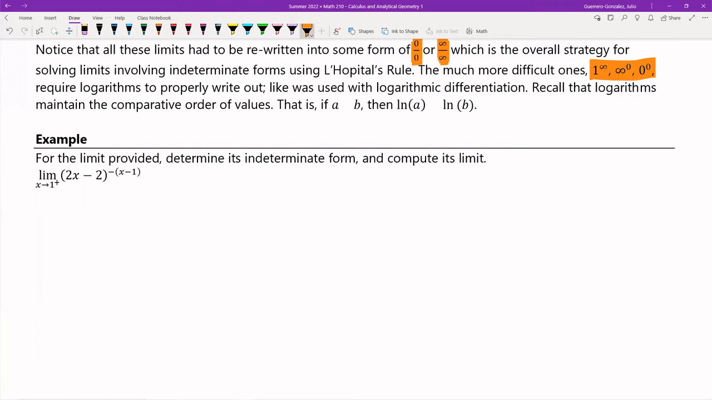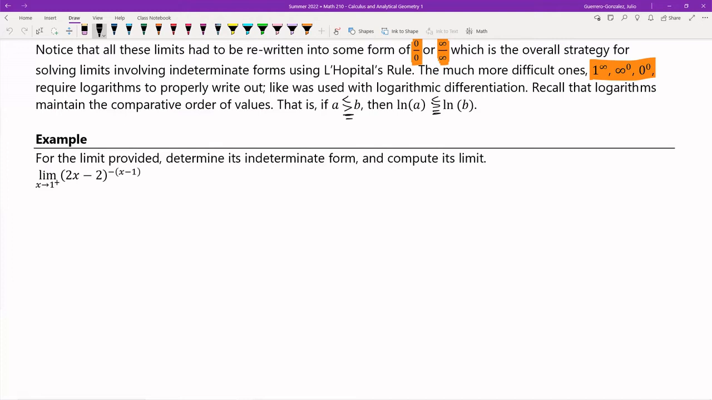And that reason is that logarithms basically maintain an order, right? So if we know that a is less than, greater than, or equal to b, then the logarithm maintains that order. That's why the logarithm is so useful, okay? And because the logarithm maintains the order, we can then use all the logarithm rules that we learned from pre-calc. We can use them here, okay?